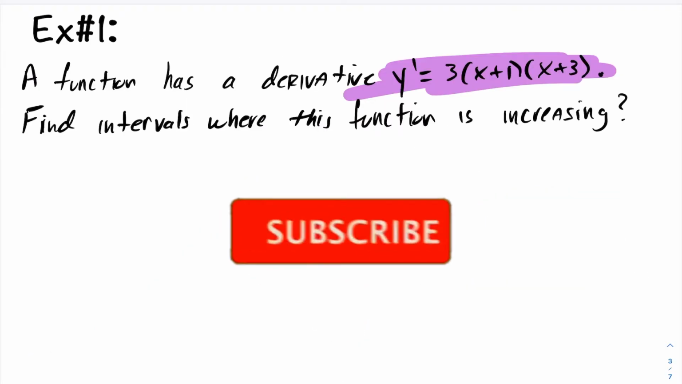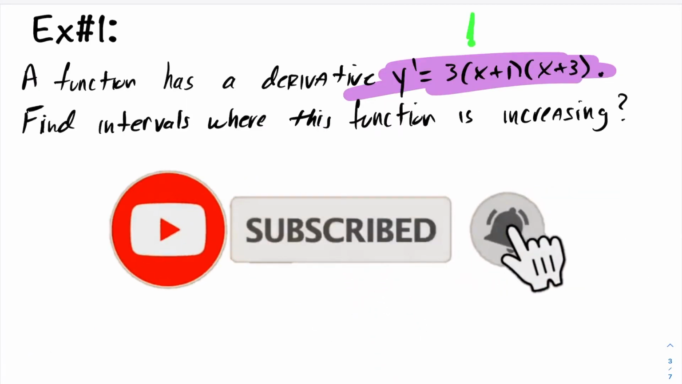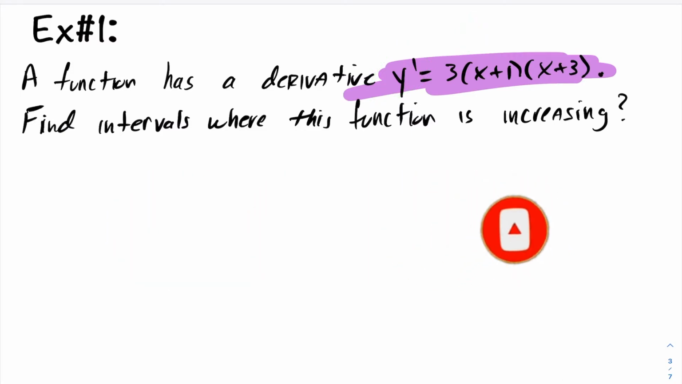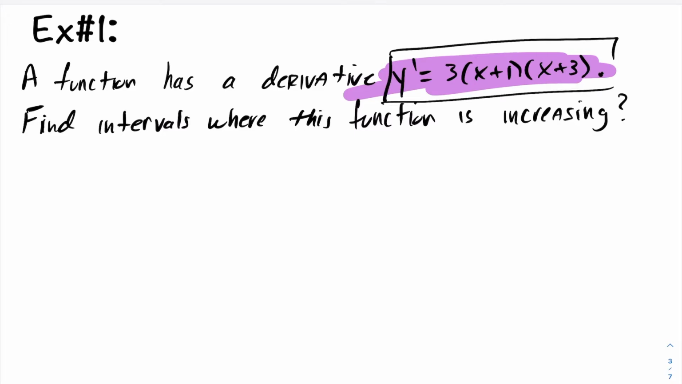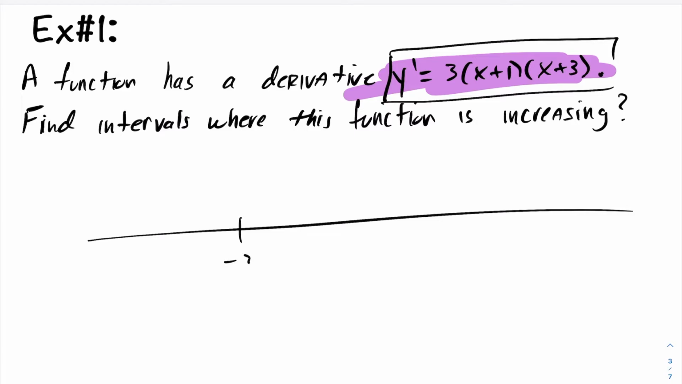All right, let's take a look at example 1. Notice they gave us our derivative already, my function y prime, right? So the derivative of our function y is already given to us, and they want us to find the intervals where the function is increasing. Well, what we want to do here, after you've taken your derivative, which we already have here, is draw yourself a number line and identify the values of x that make that derivative 0. Well, if I let x be negative 3 and I let x be negative 1, those are 2 values where my derivative is 0.